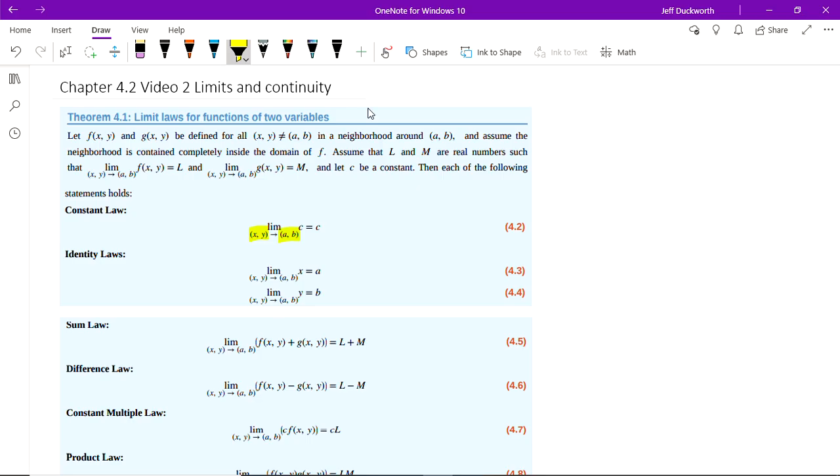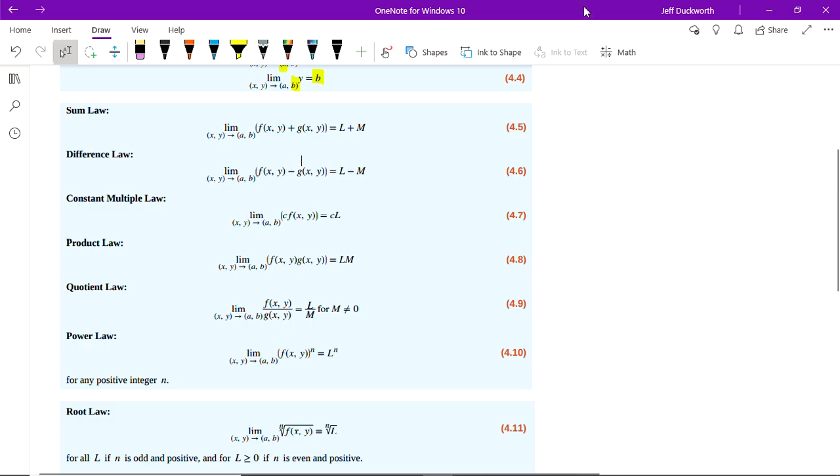The limit of a constant is going to be just the constant. If you take the limit of x at a, b, we're only evaluating the x parts here, so that's why you get a. Similarly, the limit of x, y going to a, b of y just goes to b. That's similar to the identity laws from single-variable limits. The sum of the limits is the limit of the sum, or vice versa. The difference of the limits is the limit of the difference.